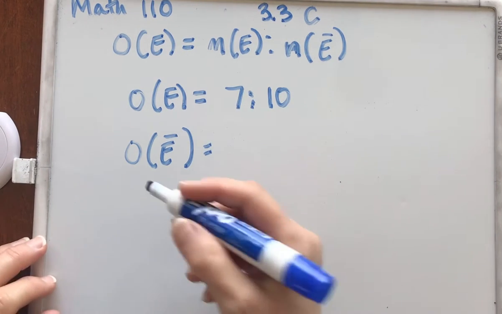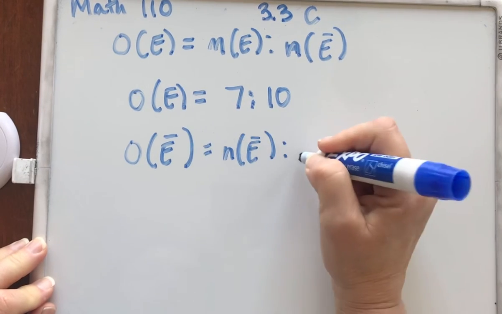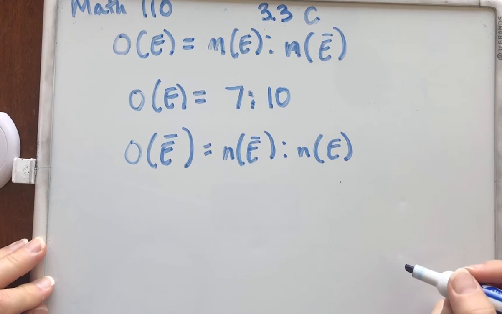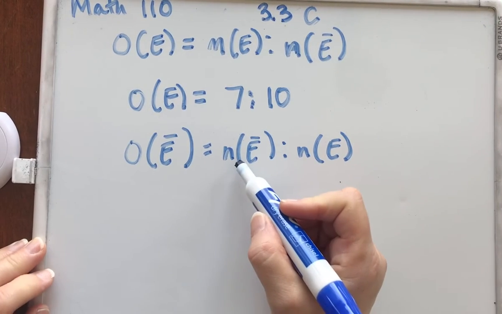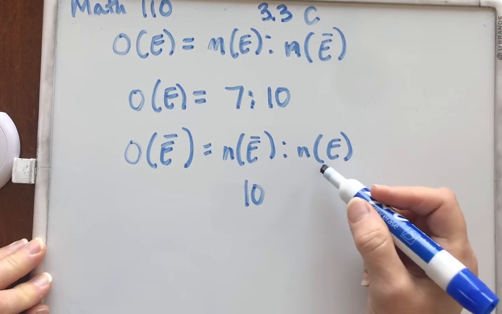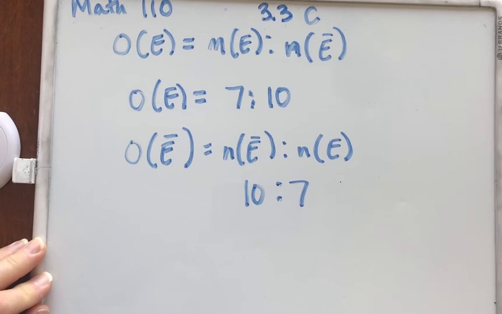Well, remember the odds of not E is just the cardinal number of not E to the cardinal number of E, right? So what is the cardinal number of not E? We said it was 10, and the cardinal number of E we said was 7. So notice it just flips around.